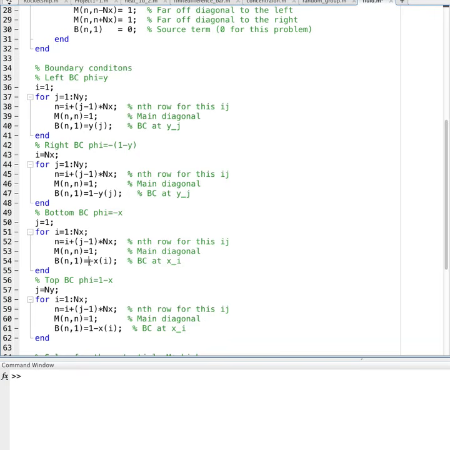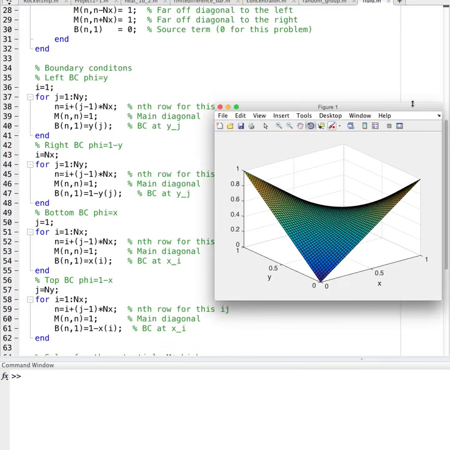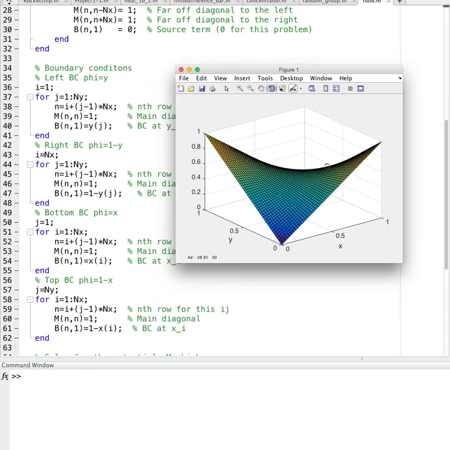And at the bottom, I just want this to be x instead of minus x. So this is x, and this is just 1 minus y. If I run that, I get something that looks like this. And this is what I was expecting.